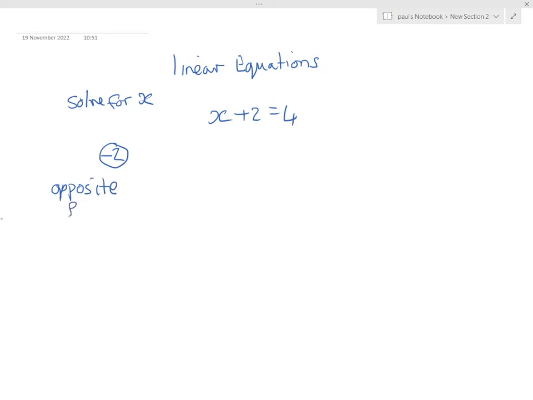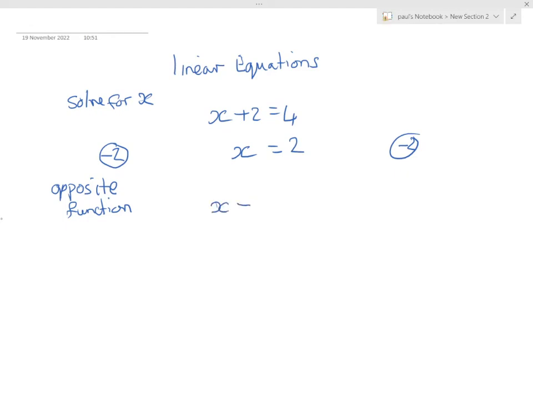Opposite function, yeah. Whatever's happening to the thing we need to get rid of, we need to do the opposite. So we subtract 2, and because it's an equal sign, we've got to do the same on both sides to keep it balanced. So if we subtract 2 from that, we're left with x. Subtract 2 from the 4, we're left with 2.